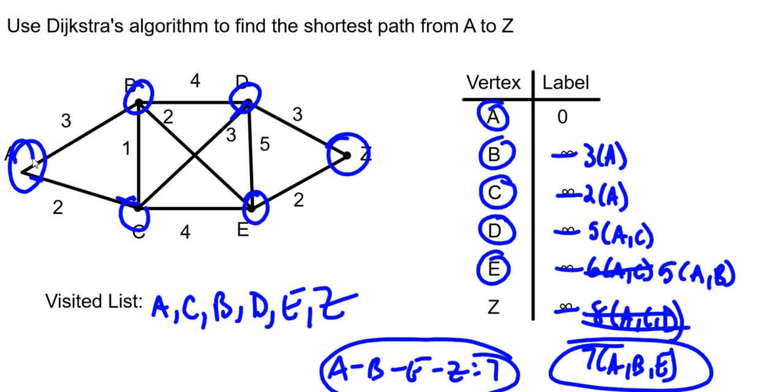Okay? If you update all the labels, and you always choose the cheapest label of the unvisited vertices, Dijkstra's algorithm will guarantee that you get the shortest path. It takes a few times to get used to, but with some practice you can get the hang of it.